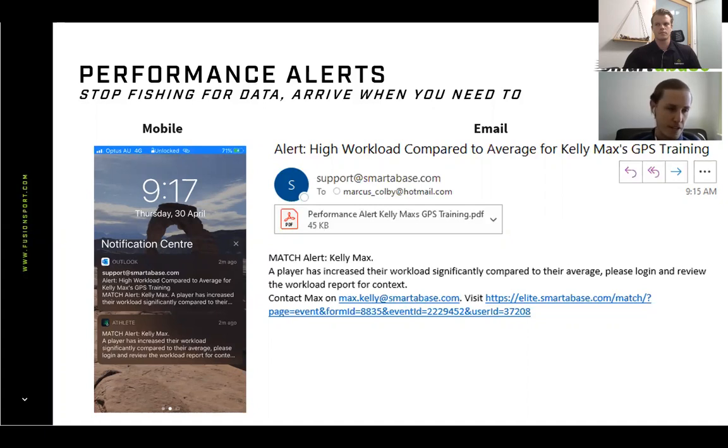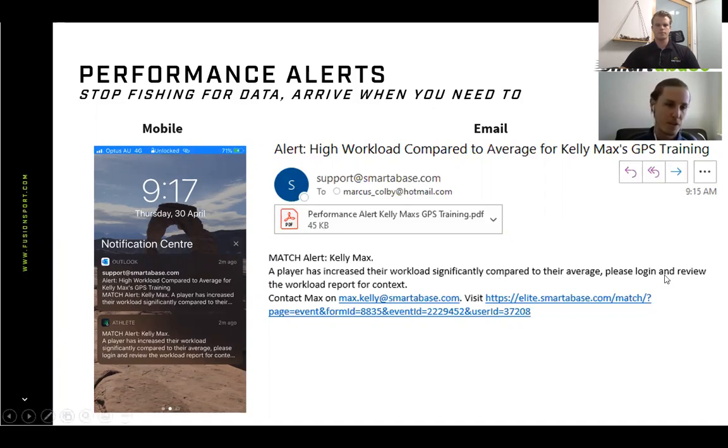So a feature within our platform involves these performance alerts, and it essentially can help you not having to fish for the information or the data that you need to see, and actually encourage your coaches to only arrive in the platform when they need to. So they're not feeling like they're just scrolling through reports.